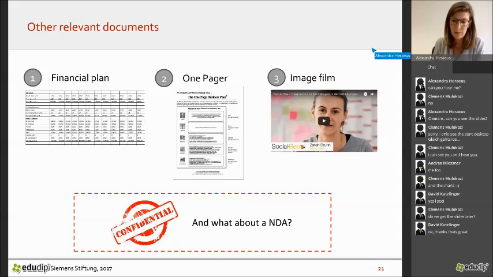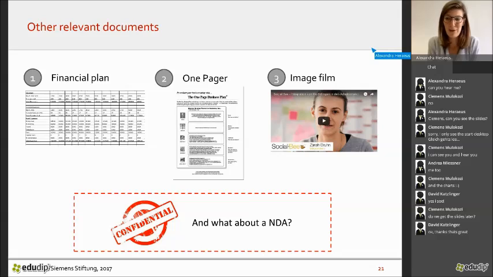The image film is something that has been coming up in the past years. And if you have the opportunity, I know it's quite expensive in comparison to the other documents, but it can be really helpful, because our experience is that people with reading understand the business, and they know about the financials, the market, all the figures, and the quantitative stuff. But an image film can convey much deeper and emotional messages.